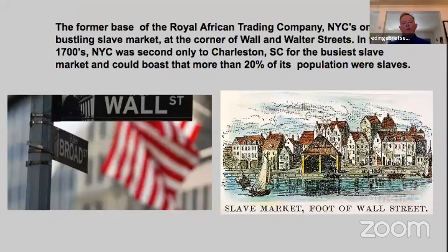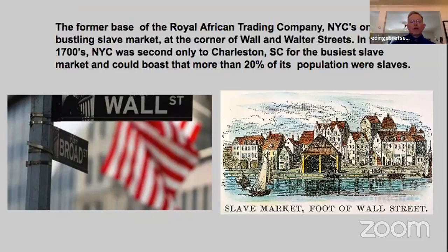The former base of the Royal African Trading Company, and you guessed it, is Wall Street, Wall and Walter Streets. If you look up the New York enslavement law of 1711, it lays out in specific detail where enslaved persons are to be brought. I don't have a slide here because I didn't want to take time away. Where slaves are to be brought, who are to be rented, or where people know to go to find them. 1711, an act for the better distribution of the New York slaves.